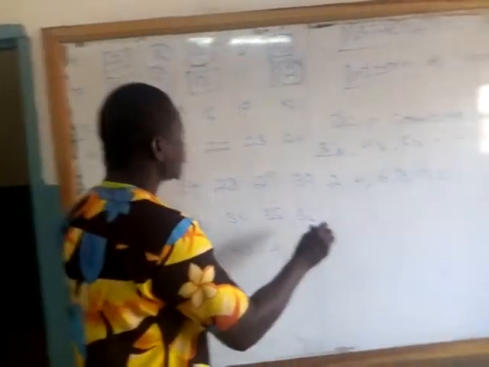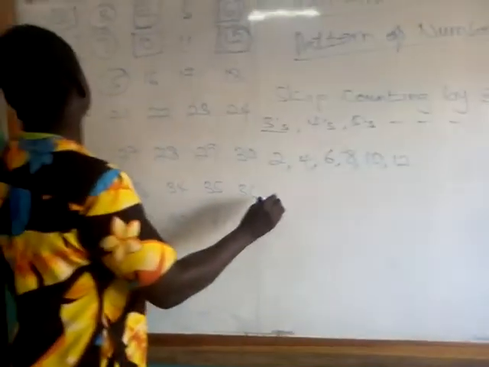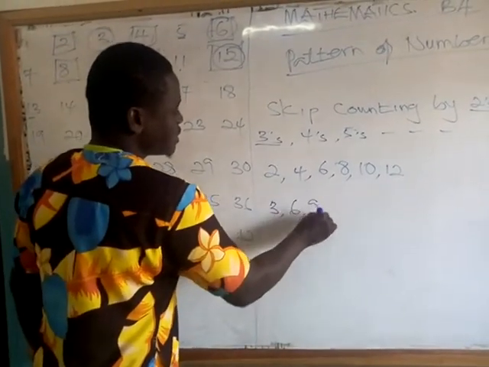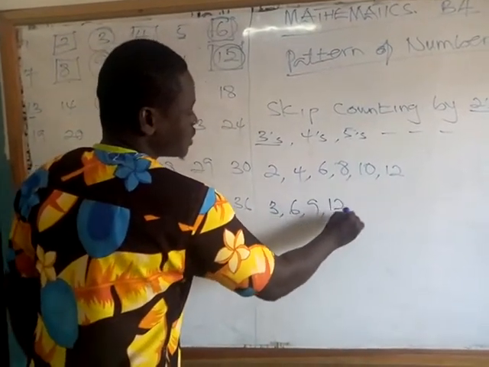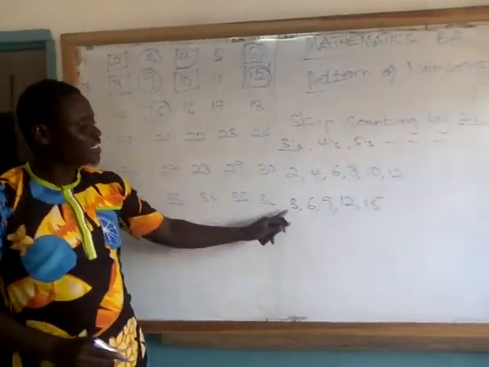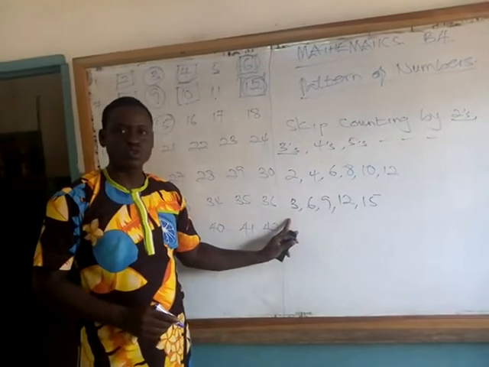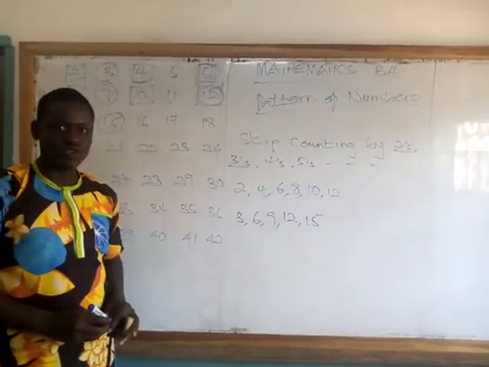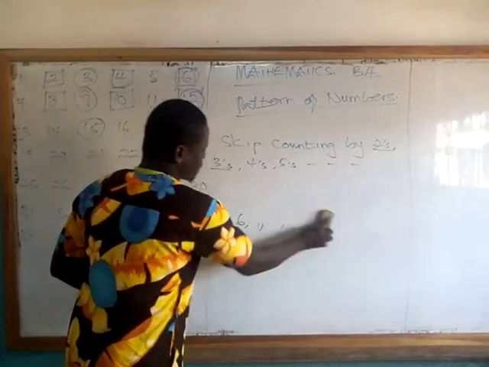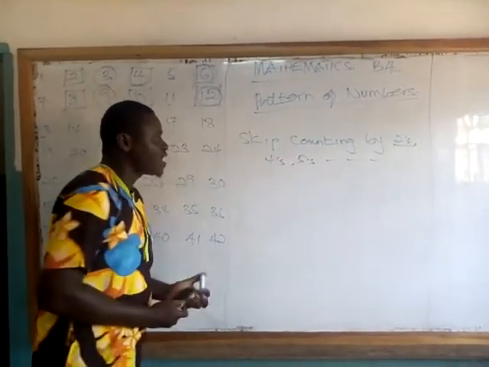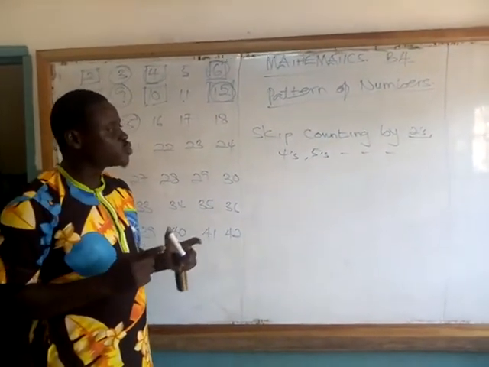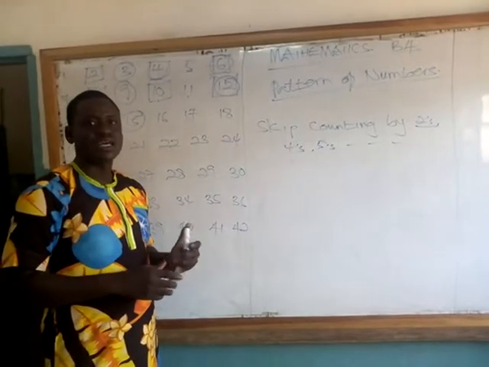Let's also have a list of the numbers we have circled from the chart. You have 3, 6, 9, 12, 15. Undoubtedly, these are also multiples of 3. Is that okay? Now, if you are asked to skip count by a certain number of steps, we are going to consider some examples to demonstrate or make this clearer.